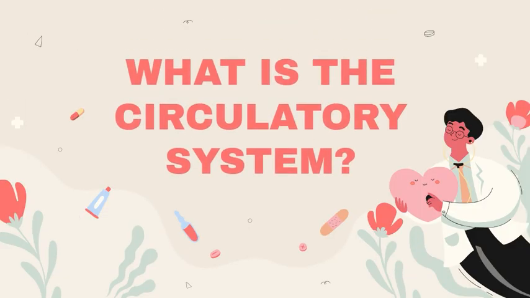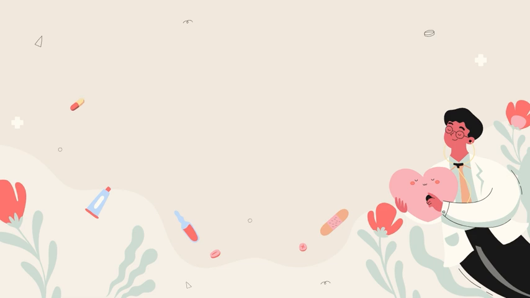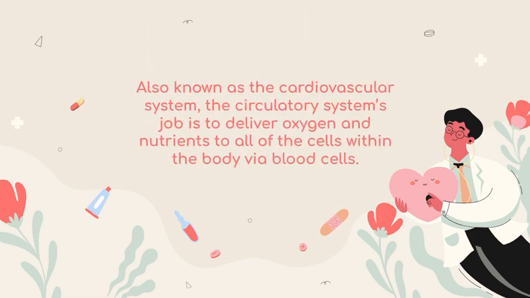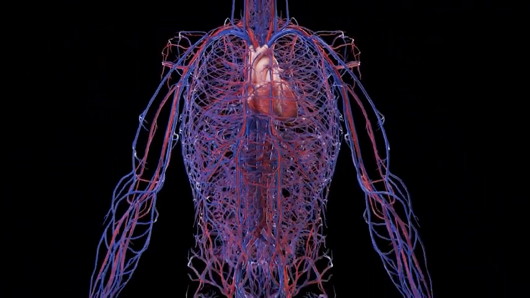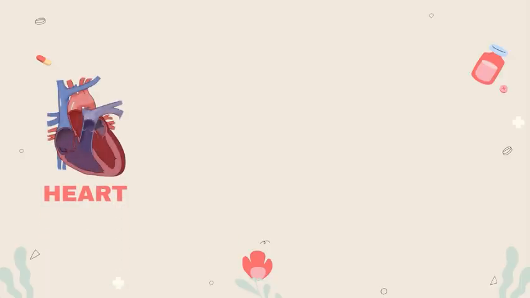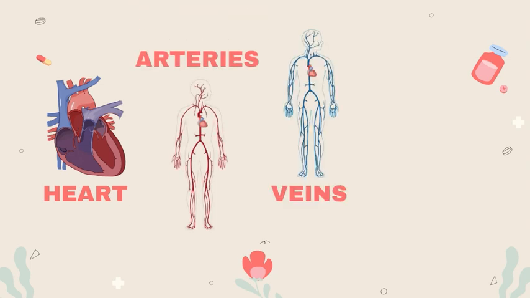First and foremost, what is the circulatory system? Well, also known as the cardiovascular system, the circulatory system's job is to deliver oxygen and nutrients to all of the cells within the body via blood cells. The blood cells get to their final destination after going through the heart, arteries, veins, and capillaries.